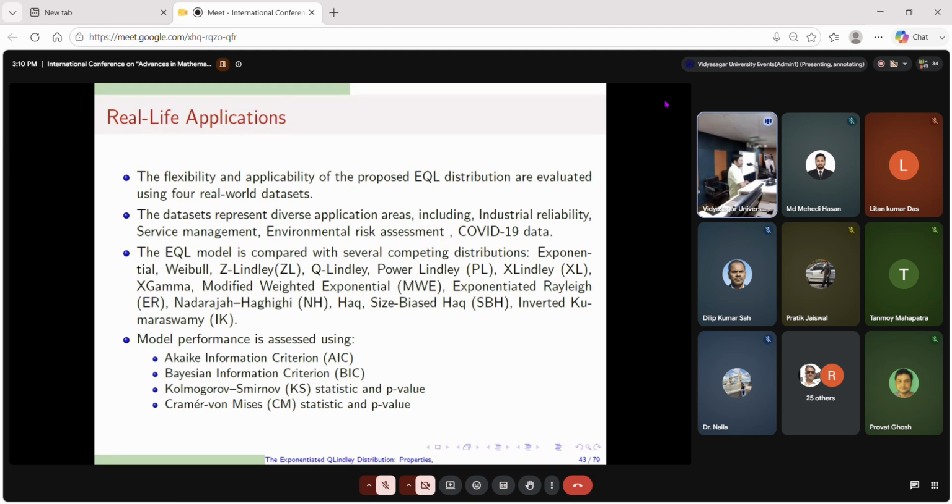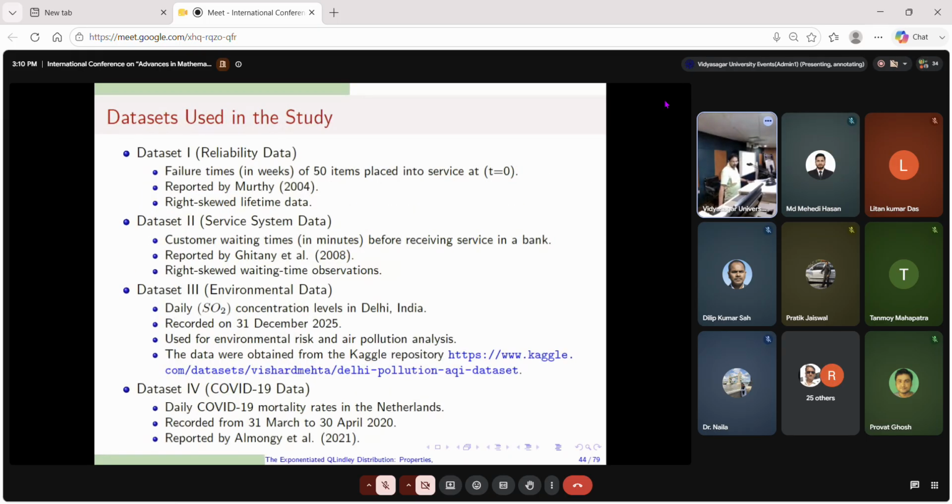For model selection criteria, here we have used AIC, Akaike information criterion, BIC, Bayesian information criterion, KS statistic, and their respective p-values as well. Now we have considered here 4 data sets, taken from some literature. First data set is reliability data. These are the descriptions of that data, and the second data set is service system data. The third data set is environmental data, and the last data set is COVID-19 data.